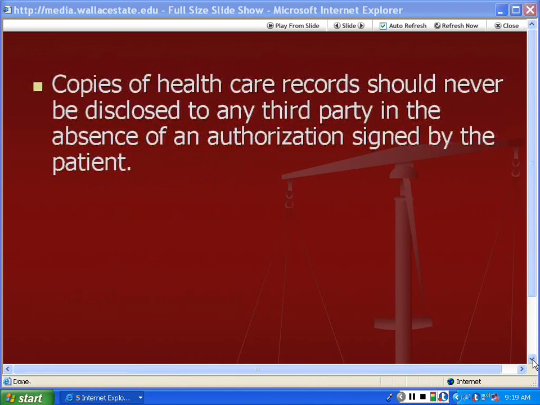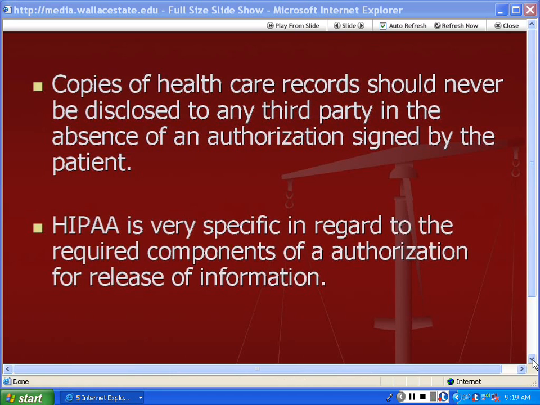Now, copies of health care records should never be disclosed to any third party in the absence of an authorization signed by the patient. And usually, when you see never, well, is that true? Of course, there are exceptions by law where we have to release information without patient authorization. But the general rule: don't ever give out copies of patient information without a signed authorization by the patient or the patient's legal representative.